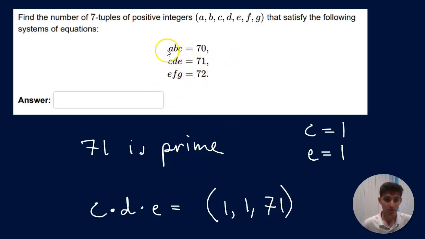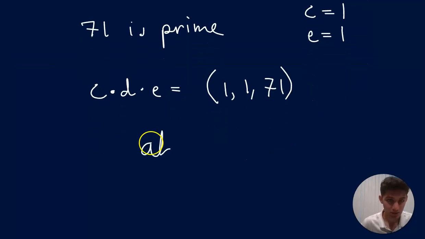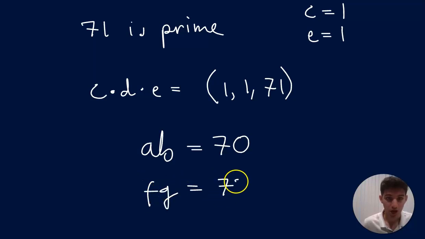We found C and E, so now it's just A, B, and F, G. Let's rewrite this. We know that AB is equal to 70, and we know that FG is equal to 72. How many ways are there for us to make this happen? Well, pause the video and try it out yourself. You should be able to do it.